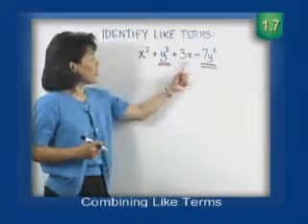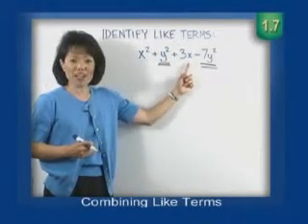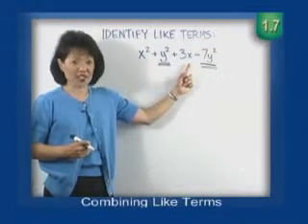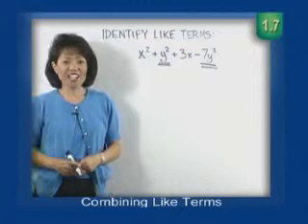Notice in these x's we have one x to the second power, one x to the first power, so that's why those are not like terms. But these are exactly the same, so those are our like terms.